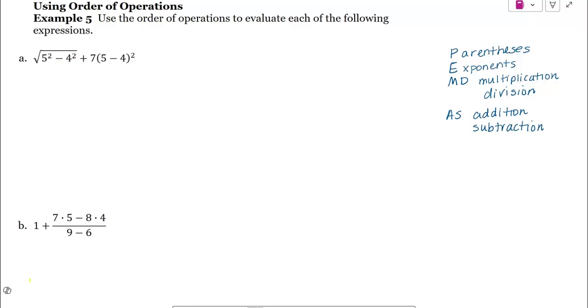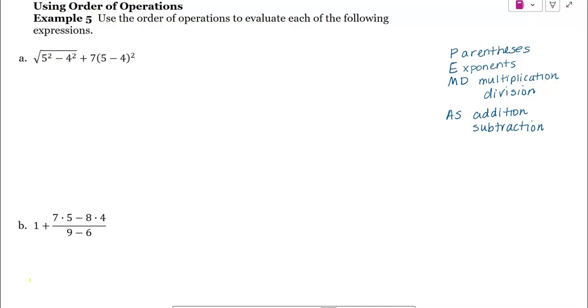More importantly, this is the way that calculators and computers are programmed, so that if we type something into a calculator, we'll get the same answer even if we have a different calculator from our classmate. P is for parentheses, so we'll do anything that's in parentheses first.